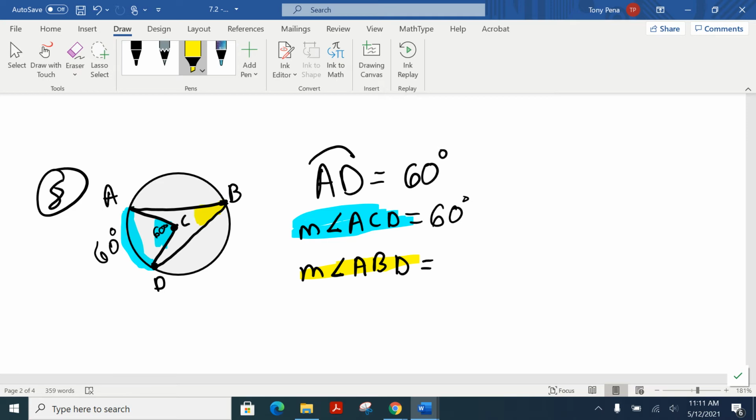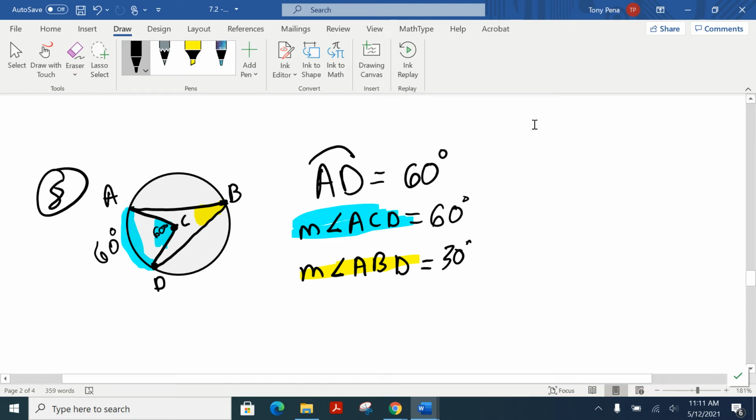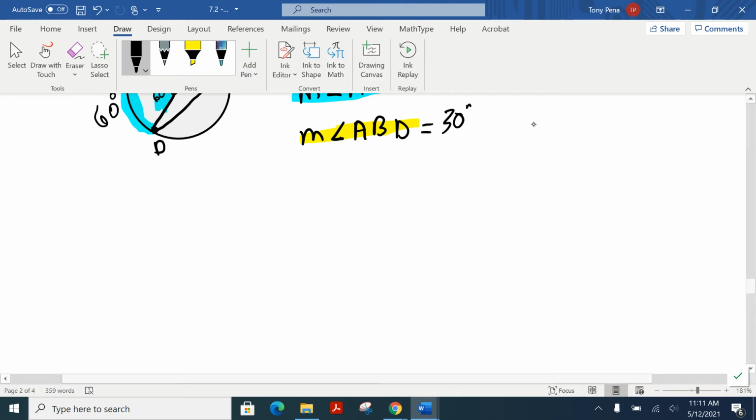That's an inscribed angle. And from our table above, isn't that always 1/2 of the arc or 1/2 of the central angle? That would have to be a 30-degree angle. Okay, easy enough. All right, then one more.